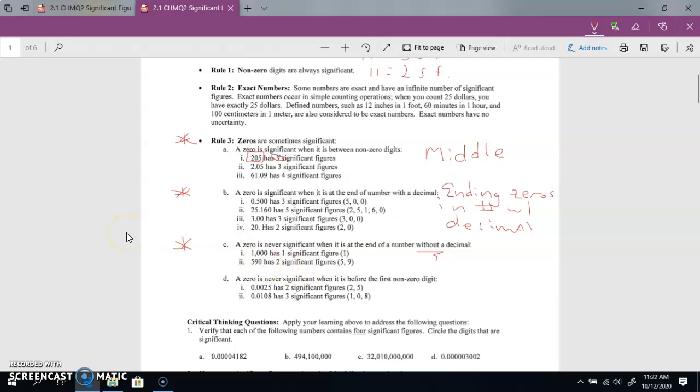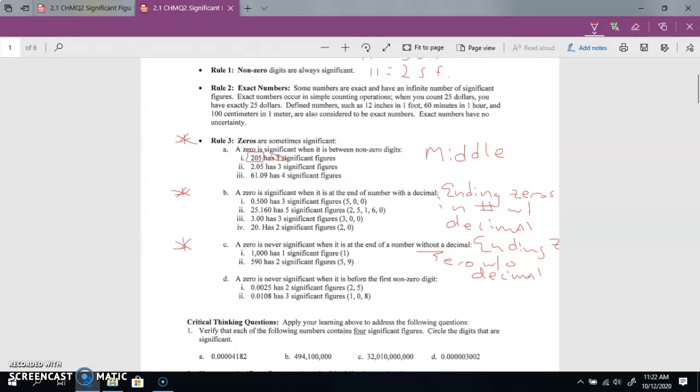Okay, so I'm going to write a note out to the side here. So this is an ending 0 without a decimal. Okay, and here's the last rule.